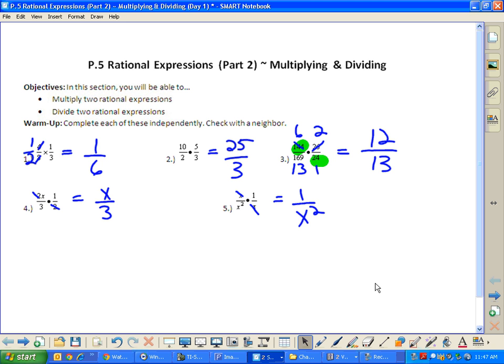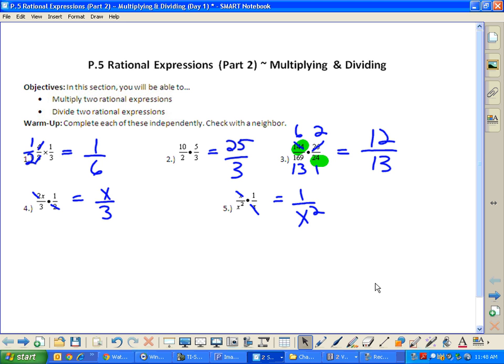Why I'm so big on cross-canceling is not because I want you to take a shortcut. Ultimately, this is the technique we're going to use today. So I went ahead with the rest of the warm-up and I used this technique. For instance, in number 4, I cross-canceled the 2's. And then I multiplied across, so I have x over 3. In number 5, I cross-canceled the x's. And then what I had left was 1 over x squared. Are you guys okay with cross-canceling, you think? You're going to need it for today.